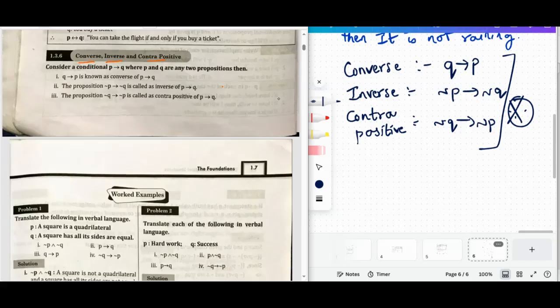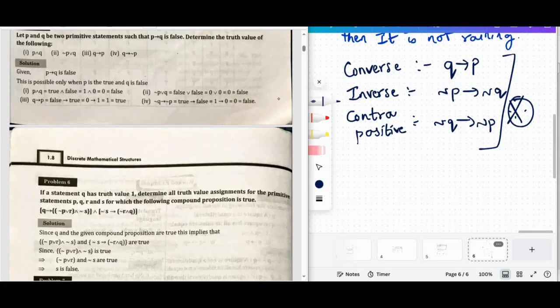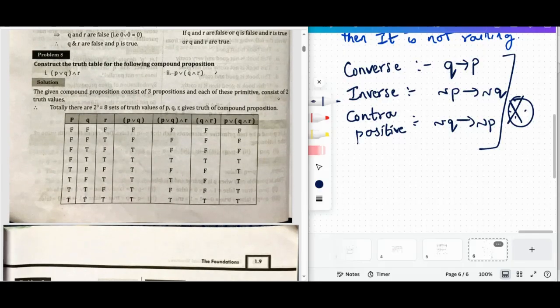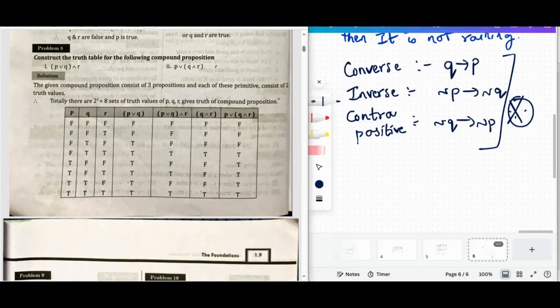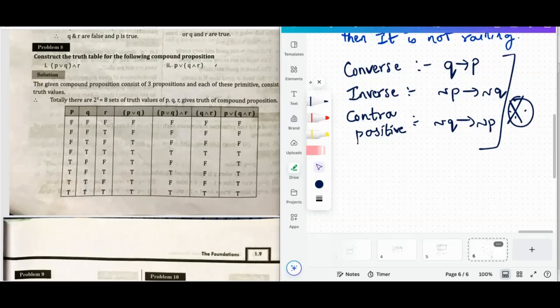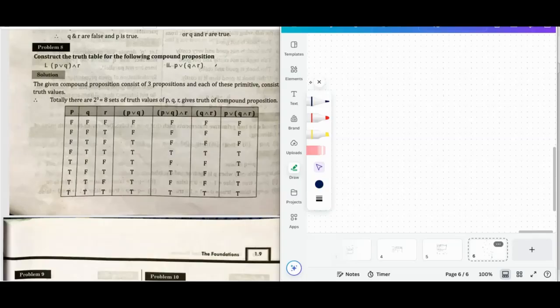So moving on with the next one, there are many examples given in the textbook. You can just refer to the textbook for further questions. Okay. So now we'll move on with the statement: construct a truth table for the following compound proposition. So how will we construct a truth table for the given proposition?